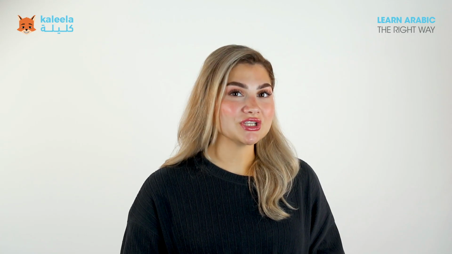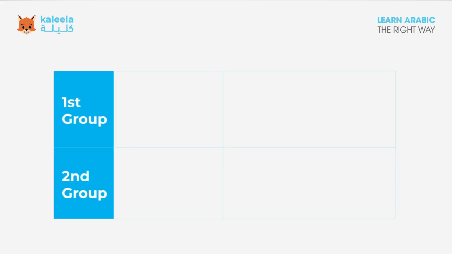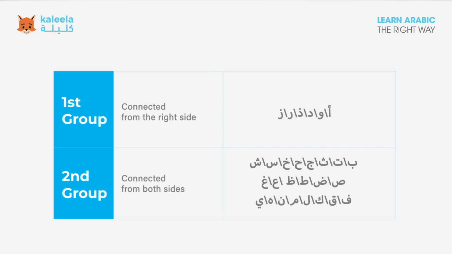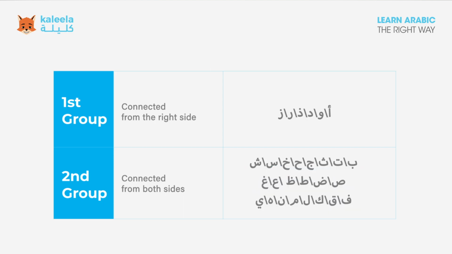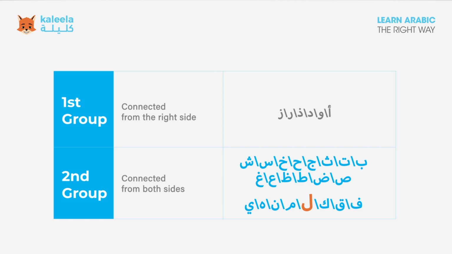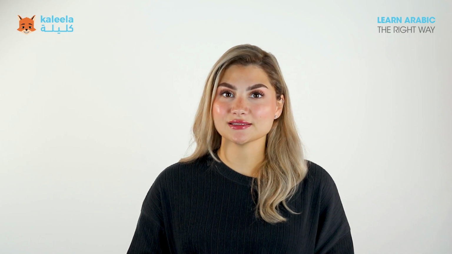Before getting to know more shapes of the letter Laam, please note that there are some Arabic letters that can only be connected from the right side, as shown in the first group, and the rest from both sides, as in the second group. And since we're talking about the letter Laam, it falls in the second group, which are letters that can only be connected from both sides. Watch the video till the end to know why is Laam connected in some cases and disconnected in others. Now, let's look at its shapes depending on its position in the word.